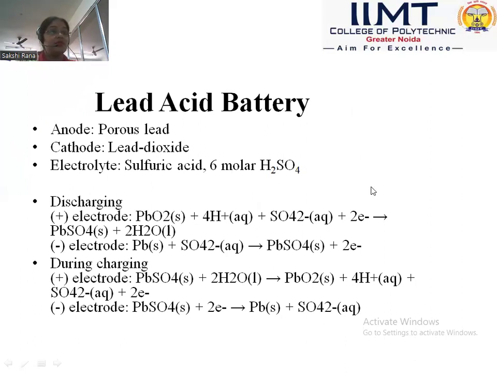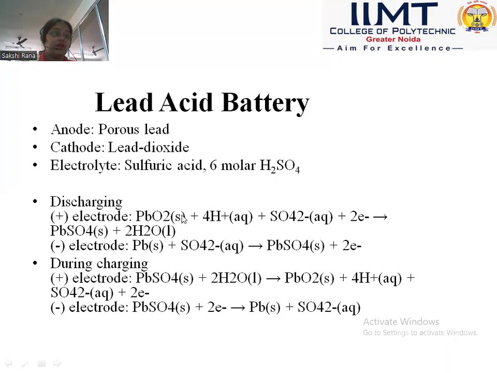6 molar means for balancing we have to use 6 molecules. Now we are talking about the discharging condition. Lead oxide PbO2 plus 4 ions of hydrogen plus SO4 2- aqueous, and 2 electrons will be released here, then it will form lead sulfate plus 2 molecules of water. At the electrode, Pb lead plus SO4 2- aqueous will form PbSO4 plus 2 electrons. The 2 electrons are released here, and they will be used there.